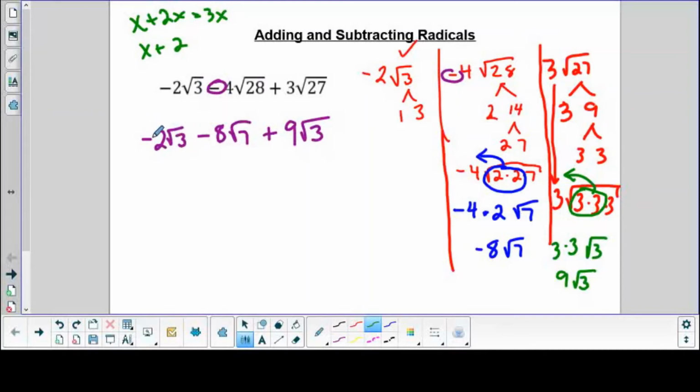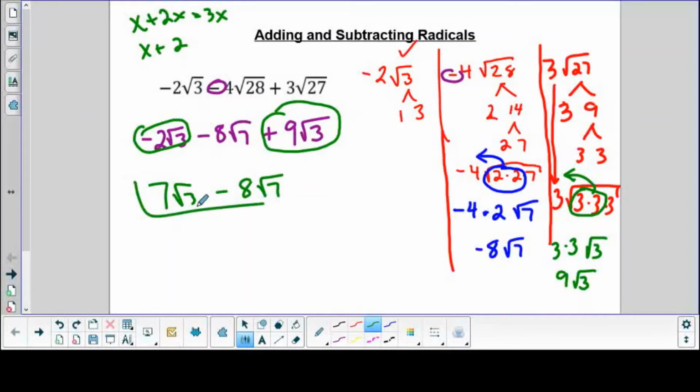So I got negative 2 square root of 3, and I have another square root of 3 right here. It's 9 square root of 3. So we can add those together. So 9 minus 2 is 7, square root of 3, and then minus 8 root of 7. So this is your answer. Now notice we can't combine these because what's underneath the square root now doesn't match. There's a 7 out front of the square root of 3, but in order for us to combine them, the 7 would have had to be underneath the square root of 3. So this is as simplified as your answer is going to get.